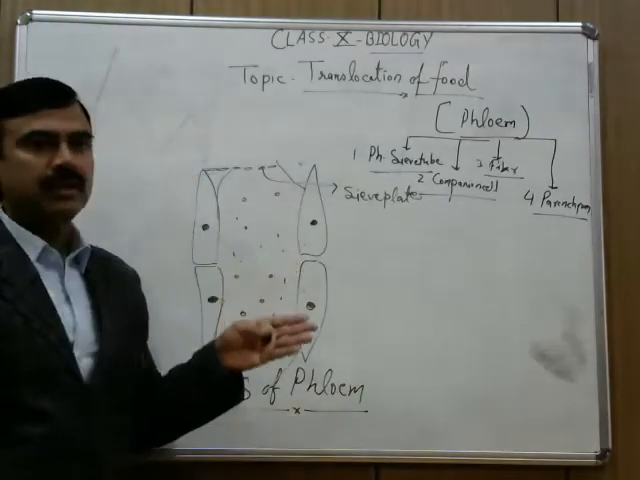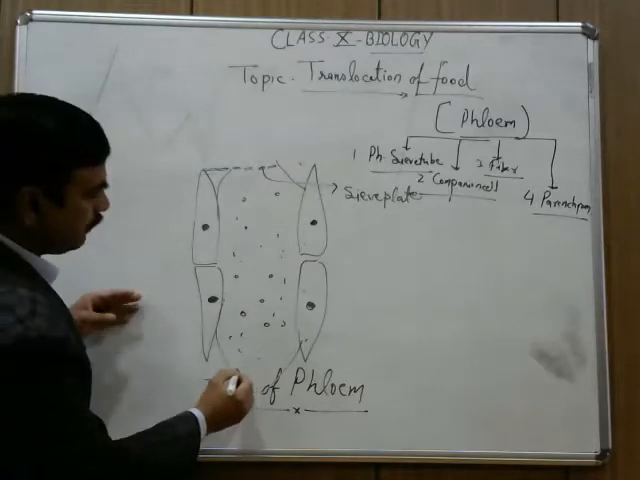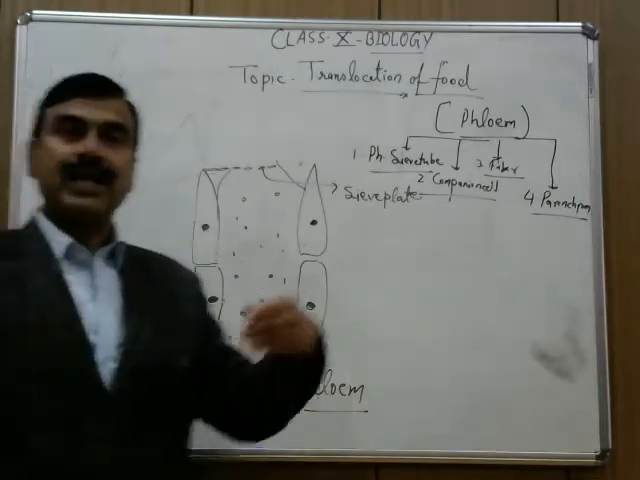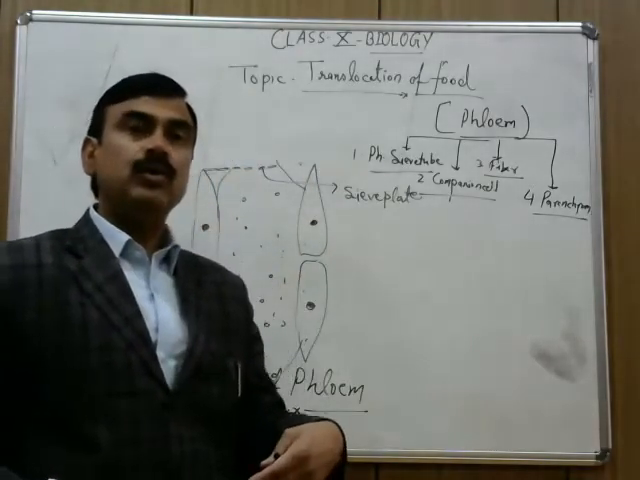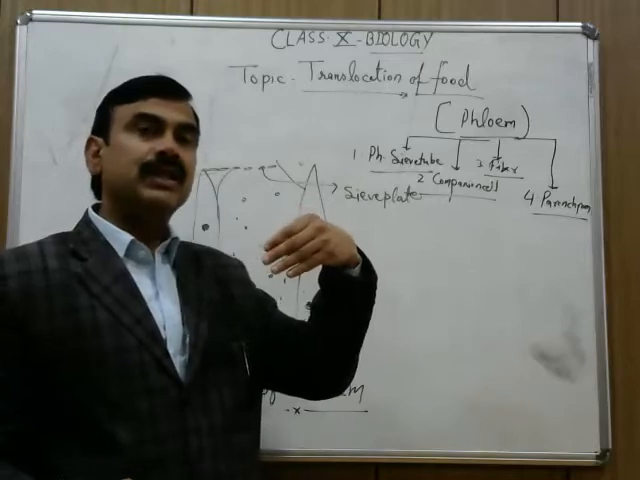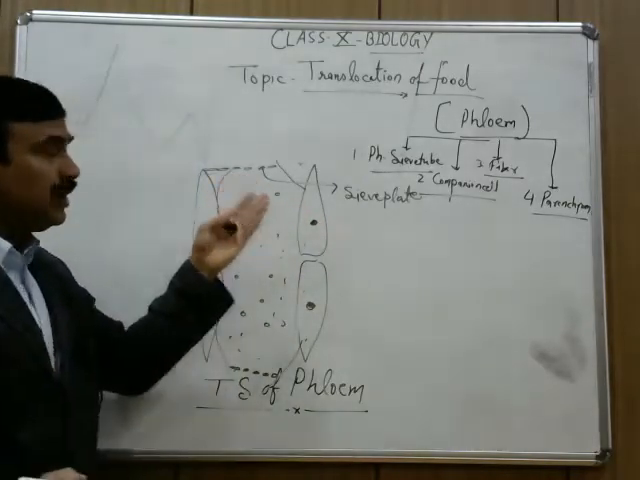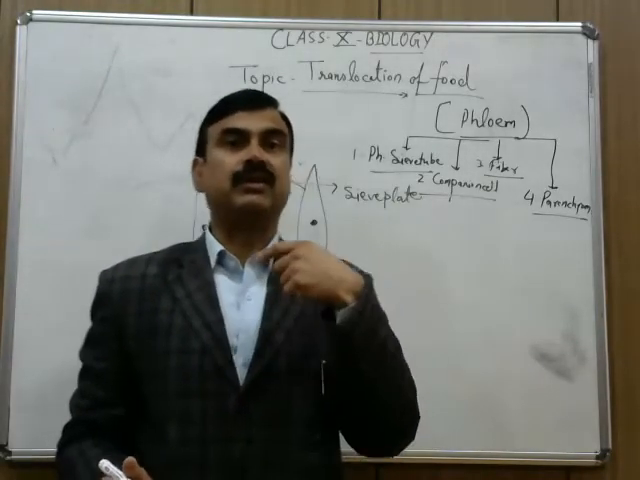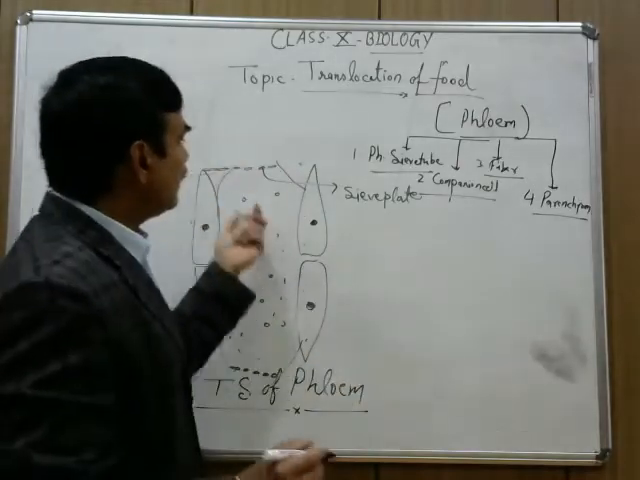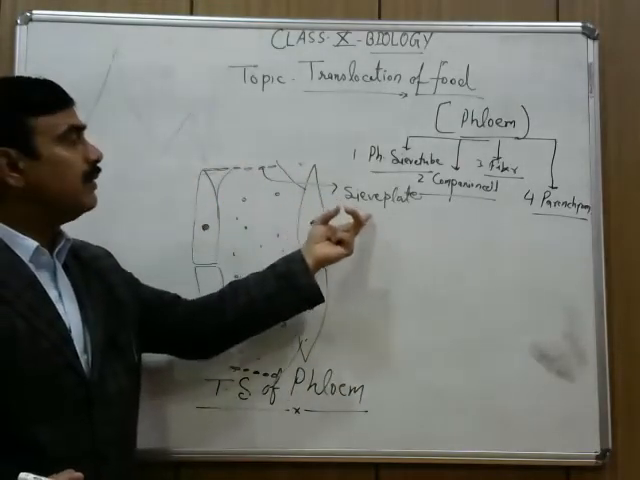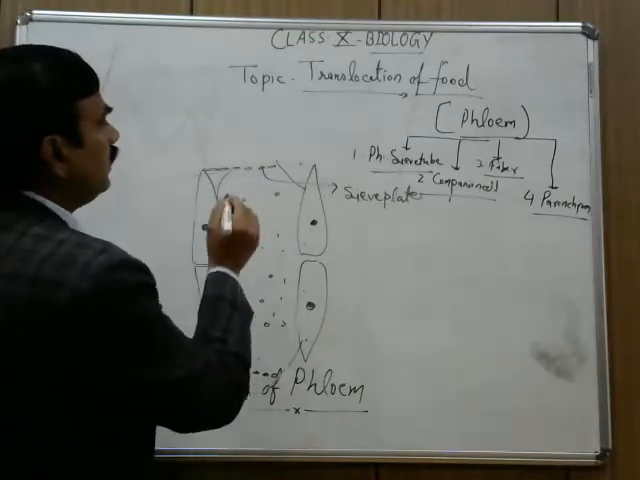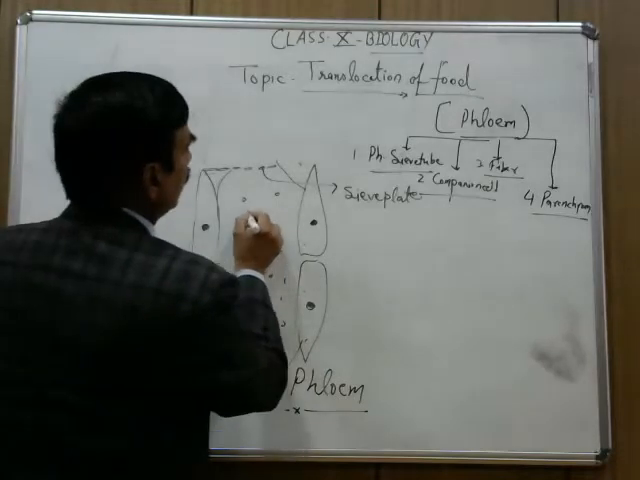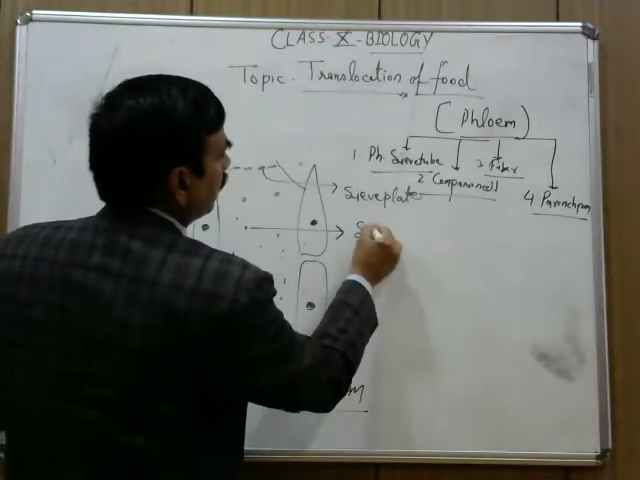Sieve plate, okay, these sieve plates are transporting the food. They allow the food materials, glucose materials, to pass through it. Sieve tubes, you have seen the sieving equipment for the filtration of tea. So this type of structure you are getting, the sieve plate is there, and the perforated sieve tube is there, and this structure is known as the sieve tube.